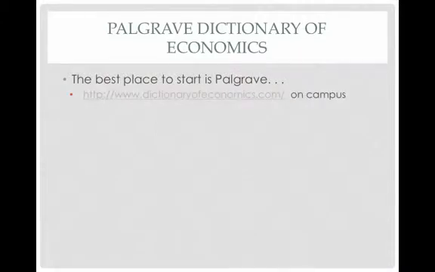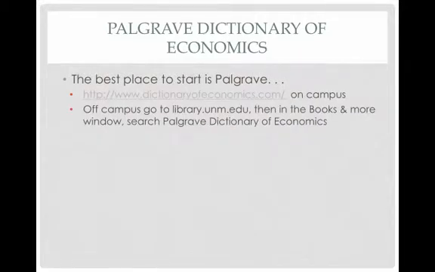Okay, well, the first place you should go is the Palgrave Dictionary of Economics. There's two ways to get there. If you're on campus, you can just go to www.dictionaryofeconomics.com, and our library pays for it. It's actually really expensive. That's one way to get there. I'm assuming you're not on campus, though, so I'm going to show you how to get there.